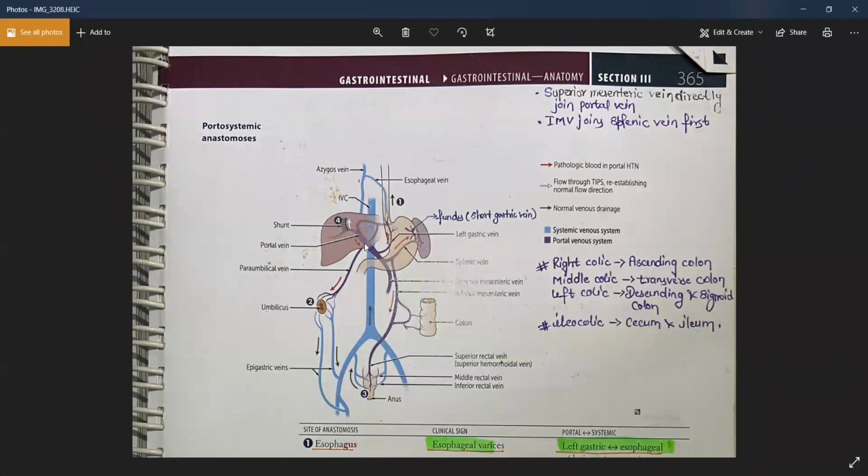So in scenarios where you have portal hypertension or any kind of blockage, you can have esophageal varices, right? And because of these esophageal varices, you can have bleeding complications. A life-threatening bleeding can happen in the esophagus. You can even see the dilated or tortuous veins when you do an endoscopy of the esophagus, and it is because of the left gastric vein and the esophageal veins.